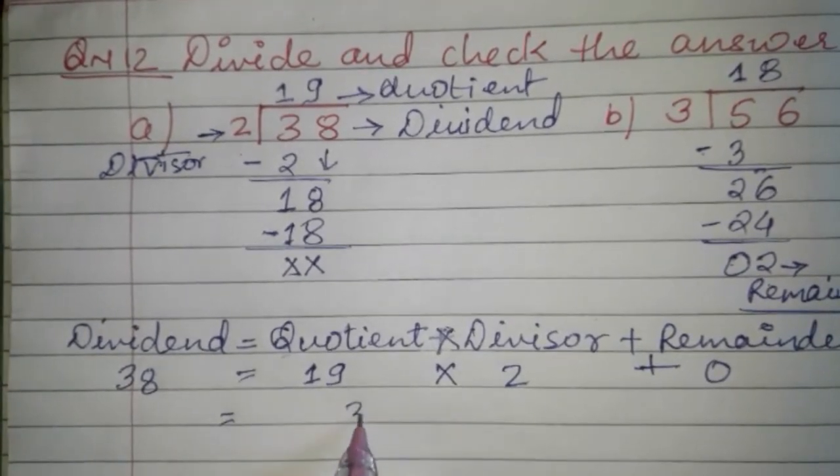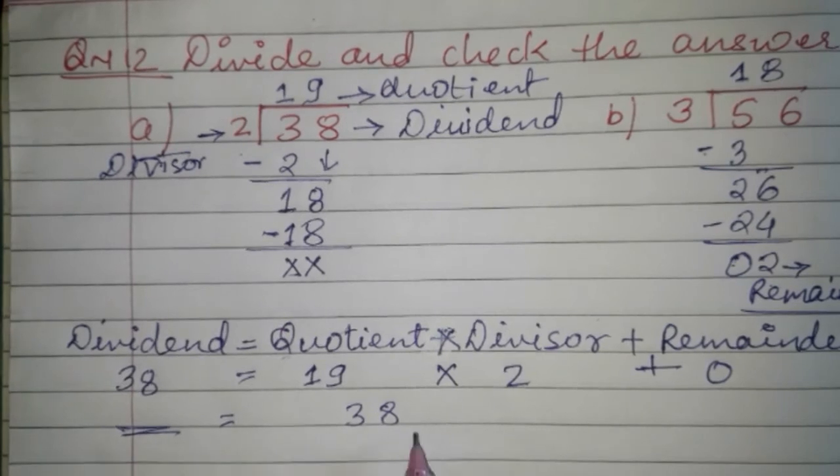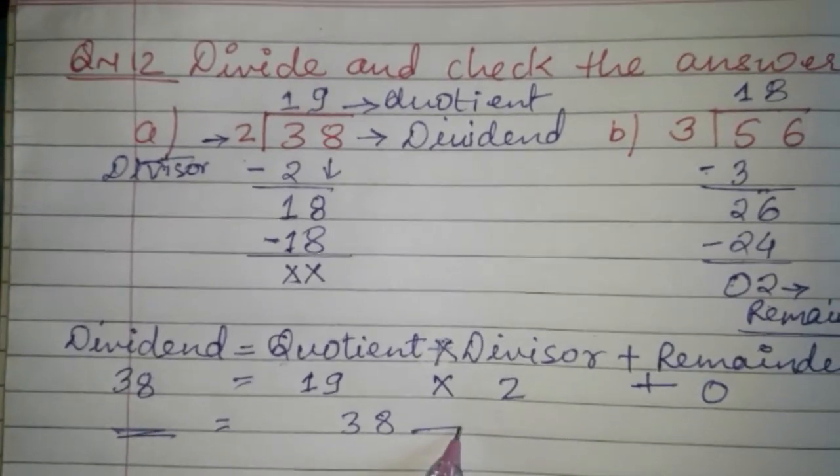19 into 2 is 38, which equals the dividend. So our answer is correct. So the answer which we got is correct.